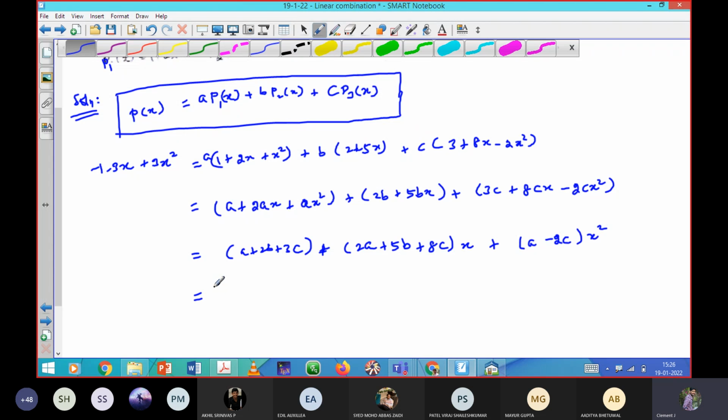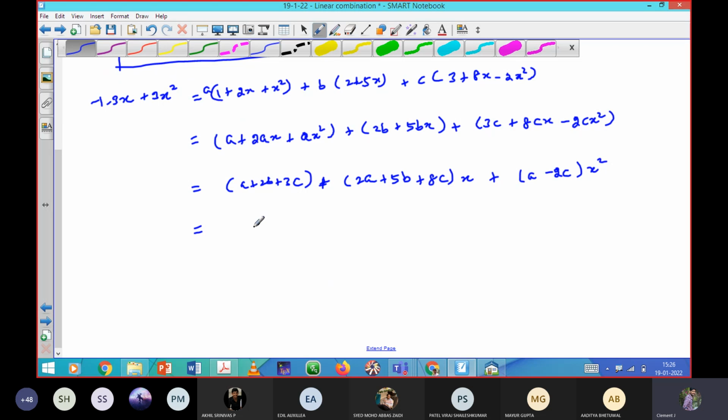Okay, please correct me if I'm writing any wrong values. After this, better I can directly write here so that it could be easy for me. a plus 2b plus 3c equal to minus 1. Next, 2a plus 5b plus 8c equal to minus 3. Next, a plus 0 minus 2c equal to 3.